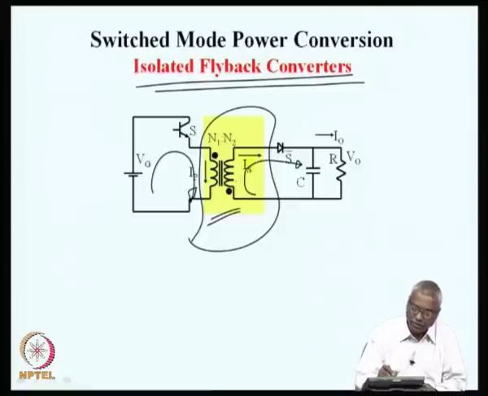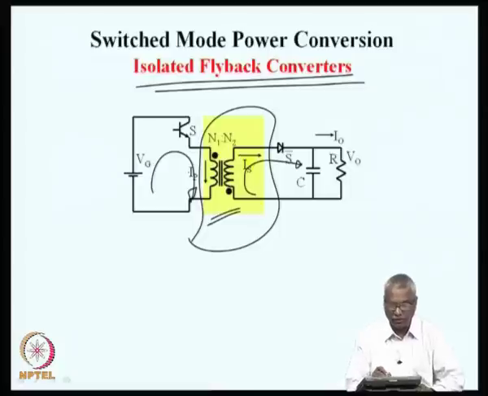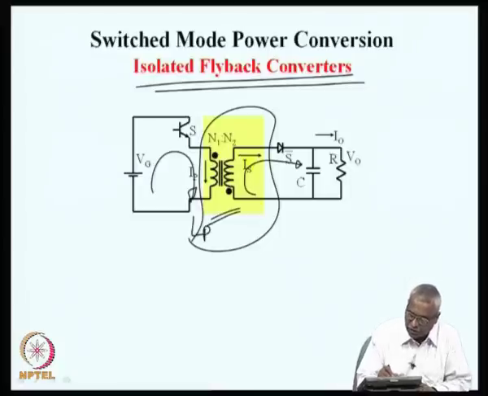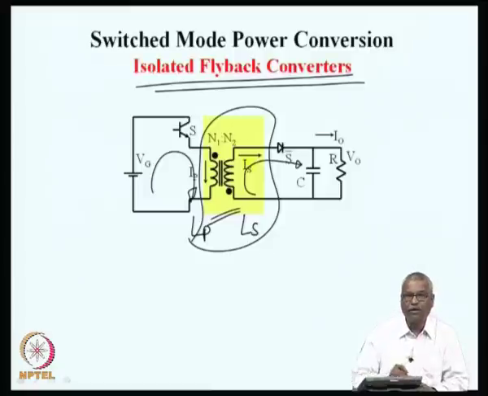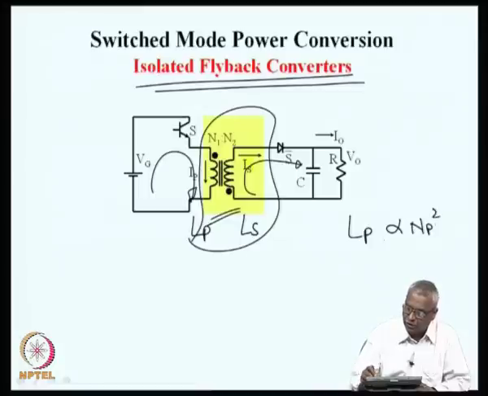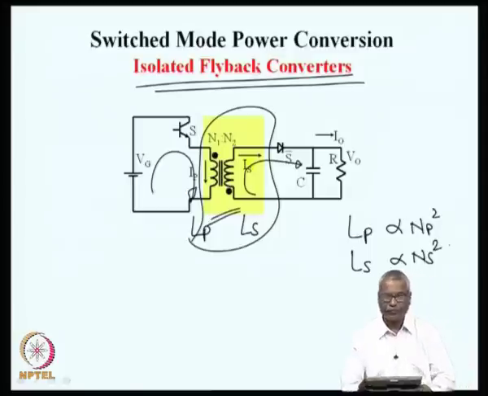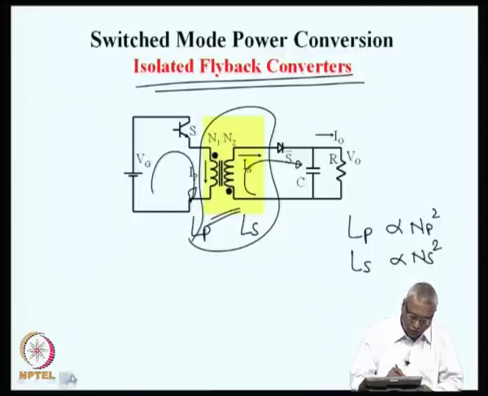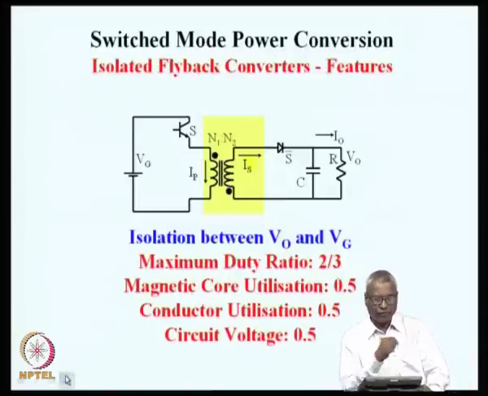So, the inductance of the flyback, non-isolated flyback is seen from the secondary side inductance, but energy drawal is from the source from the primary side inductance. You can say that this inductor has LP and LS. LP will be proportional to NP square and LS will be proportional to NS square. So, this circuit also can be found out.